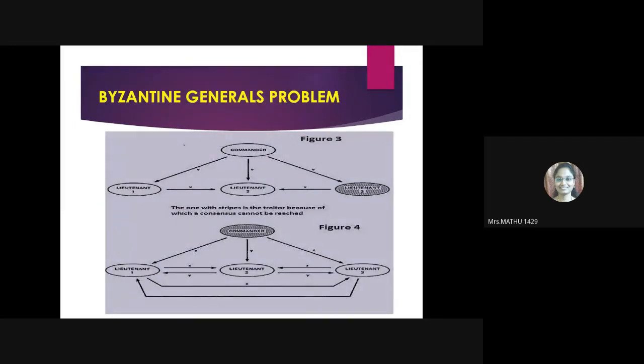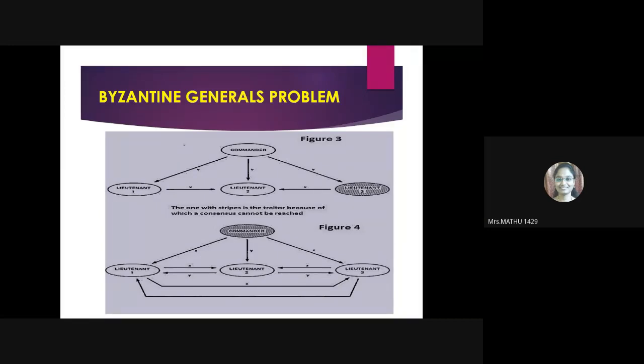So we'll see one example for this. The general example for this is the Byzantine generals problem. What is this Byzantine generals problem? This has actually happened some years ago. There was an army called the Byzantine army, and they wanted to attack a particular city. In that army, they have several commanders, or generals, we can say.